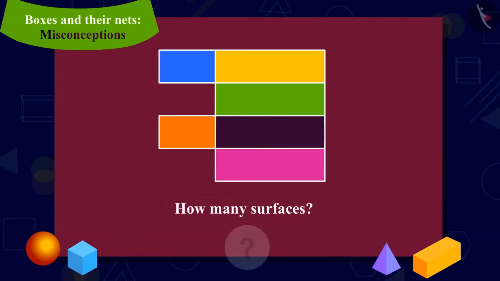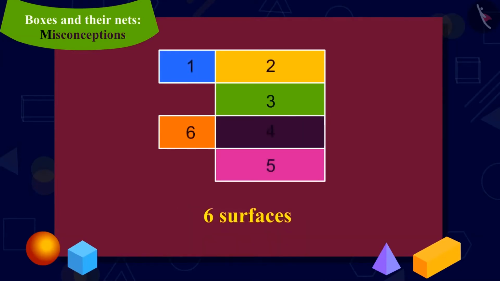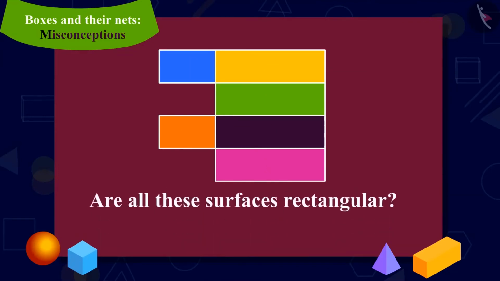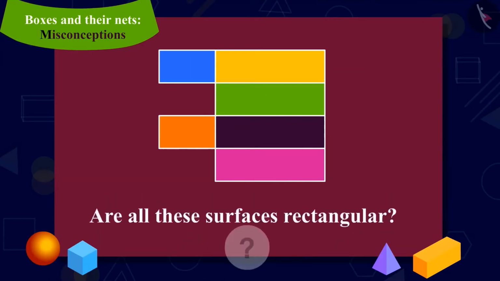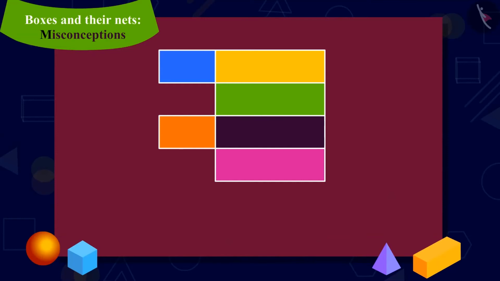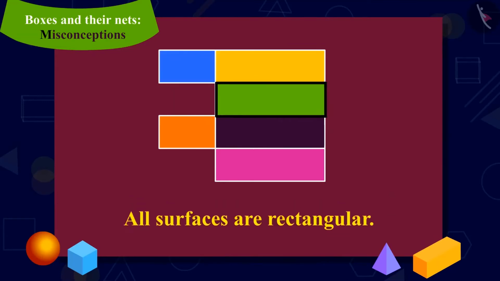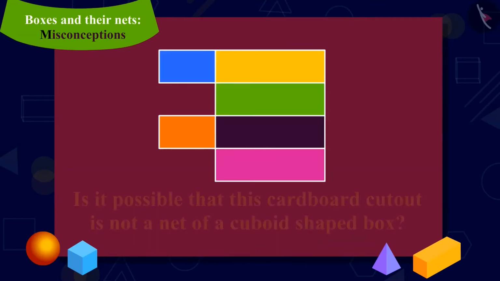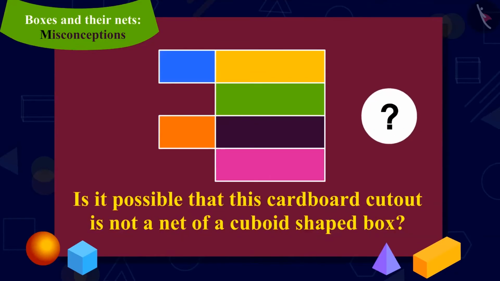Kids, how many surfaces do you see in this cutout? Alright, 6 surfaces. Are all these surfaces rectangular? Yes, all surfaces are rectangular. Then can it be possible that this cardboard cutout is not a net of a cuboid-shaped box?